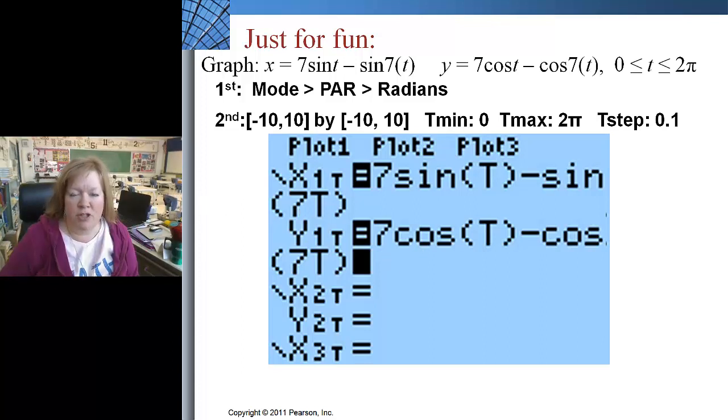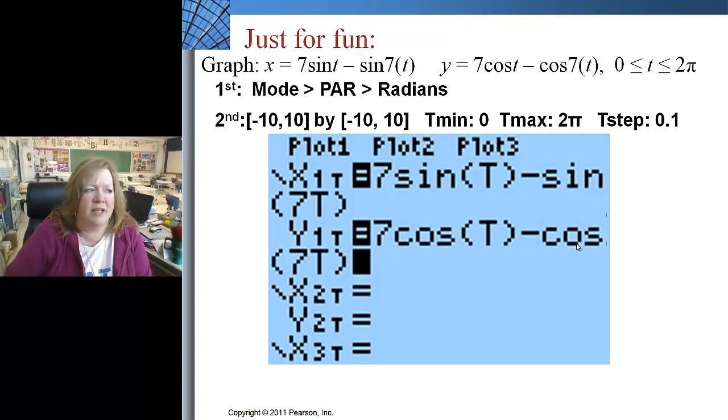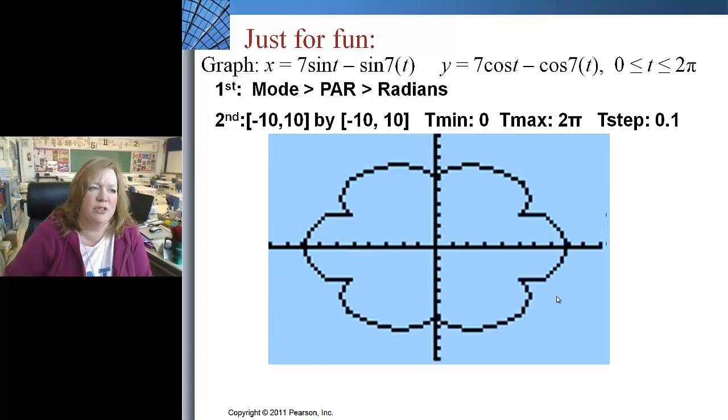And one thing I want to mention is that in order to get this t here, just press the x button. The x button will give you this t symbol. And 7 cosine t minus cosine 7t. So once you get that typed in, click graph button. And here's what you get: a flower. Isn't that kind of cool?